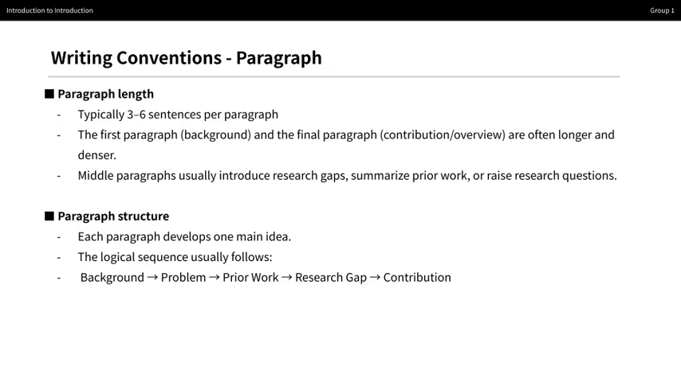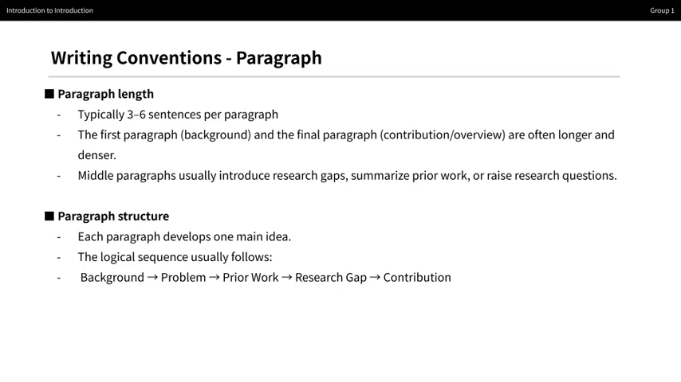Next, let's look at how paragraphs are written in introductions. Typically, a paragraph is 3 to 6 sentences long. The first paragraph, which sets up the background, and the last paragraph, which introduces the contribution, are often longer and denser. The middle paragraph usually focuses on summarizing prior works, highlighting the research gap, and raising research questions. Each paragraph usually develops one clear idea.